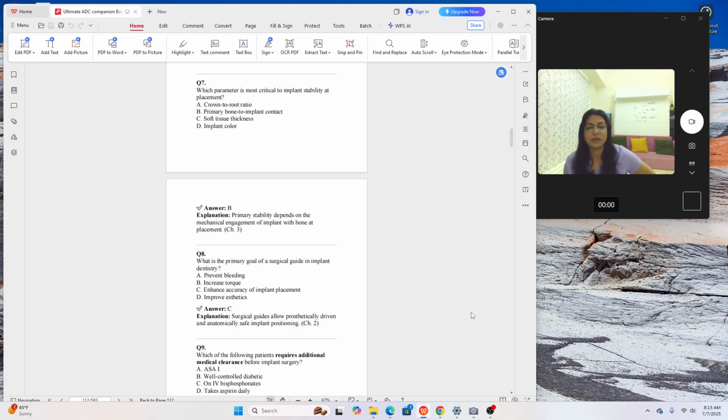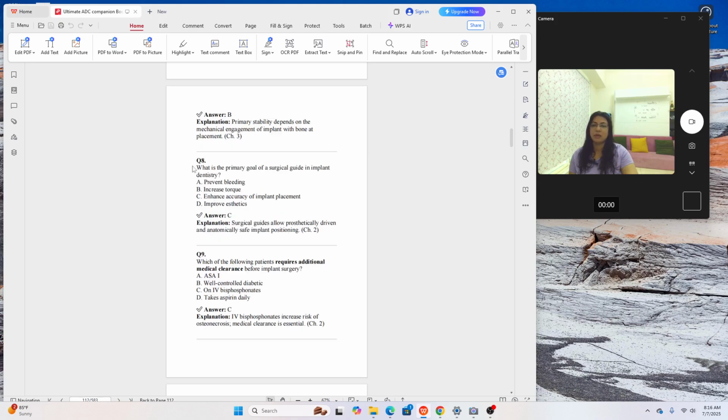So that's absolutely okay. Now, what is primary bone to implant contact? It's basically the mechanical engagement of the implant with the bone. It has to be properly screwed inside the bone. The implants have those threads, and when you're going to drill, the threads have to engage the bone. Then only it's going to stay. Correct? Now, what is the primary goal of a surgical guide in implant dentistry?